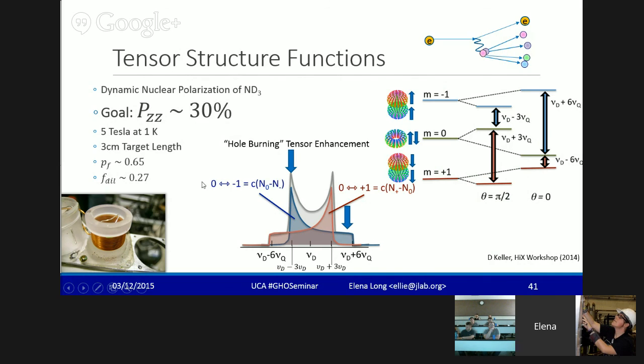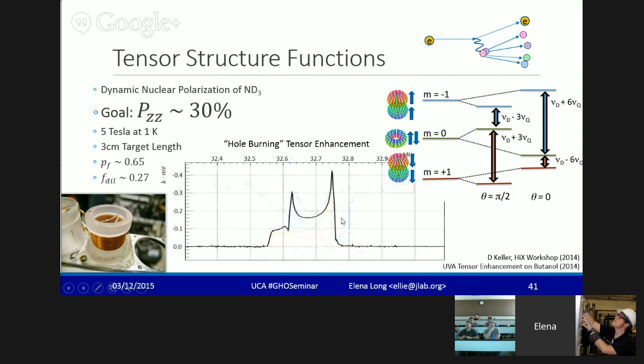And what that will do is stop one of these transitions from happening, so really fill up our +1 and -1 states and start emptying our spin 0 state. So we can kind of start going into one state and not the other. This is a plot of what that looks like.